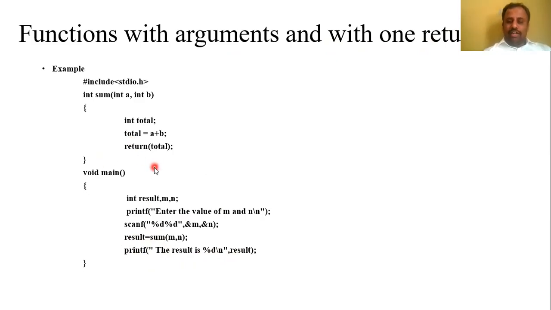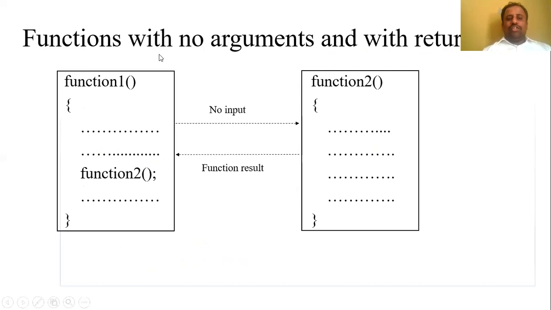The function will return one value. So that is the main. Next we move on to the last category: function with no argument. I am not passing any arguments, but it has a return value. It is like going to a marriage without any gift, but they will give a gift to me while coming back. That is no arguments, but with return value.